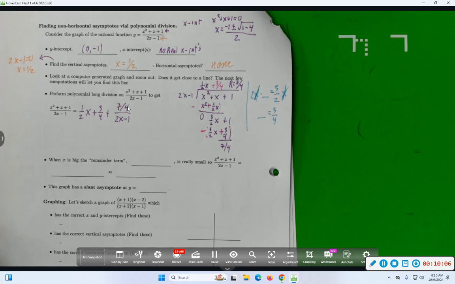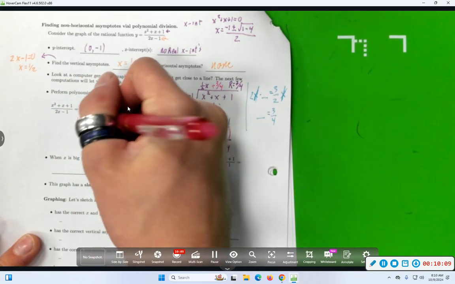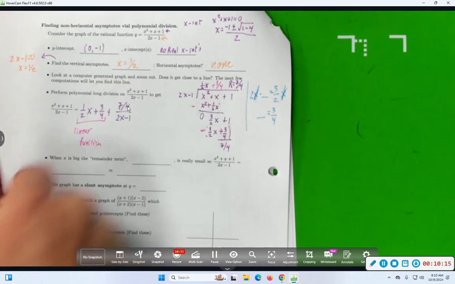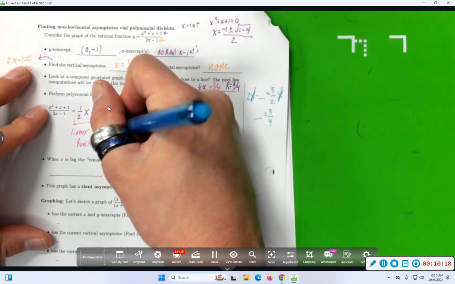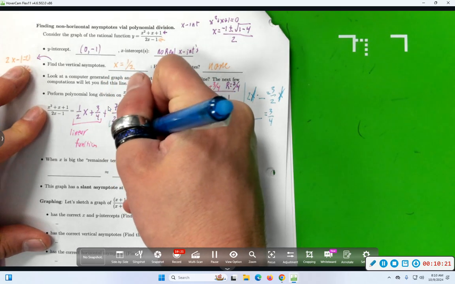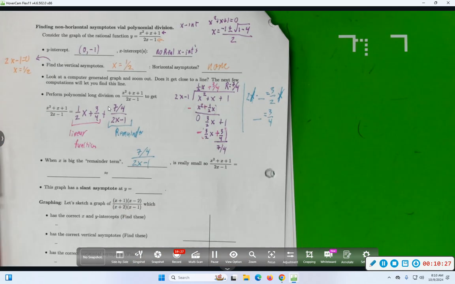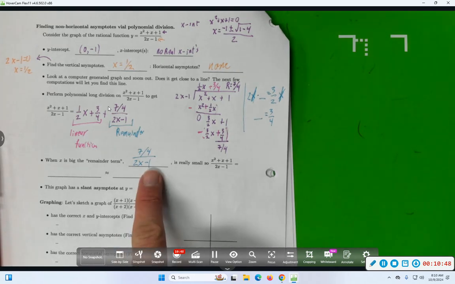So let's think about what this is. So here's a linear function. Here is a remainder. And this remainder term, 7/4, divided by 2x minus 1. If you want to plug in a big input for x, because that's what you want to do when you want to find horizontal asymptotes, it's really small. If you plug in like a 10-digit number, you have 7/4 divided by 2 times a 10-digit number minus 1. That's basically 0. So this piece is really small when you plug in something big.